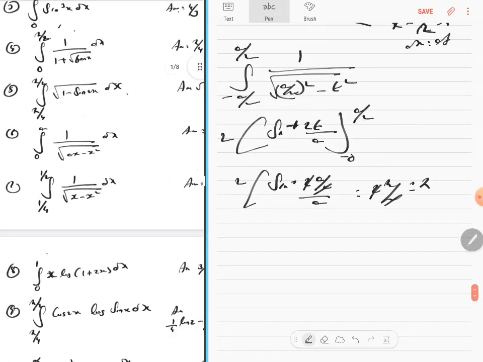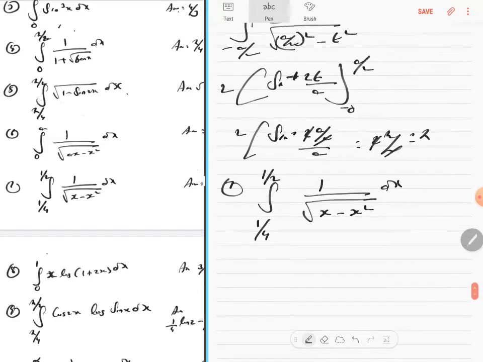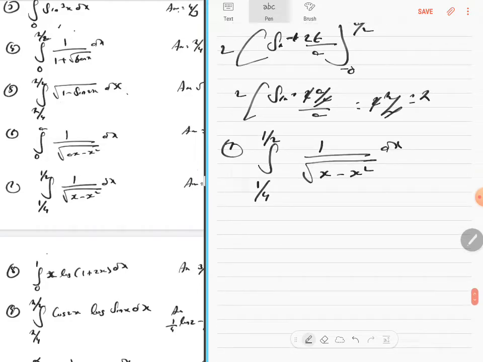So let's go to the 7th question. 1 by 4 to 1 by 2, 1 by root of x minus x square dx. Here again I'm just thinking, should I do completion of square, or should I take the x out? If I take the x square out, it comes as x, I'll have 1 by x minus 1, which is of no use again. So therefore I have to think of doing only completion of square. No substitution will help. So something minus x square minus x into dx.